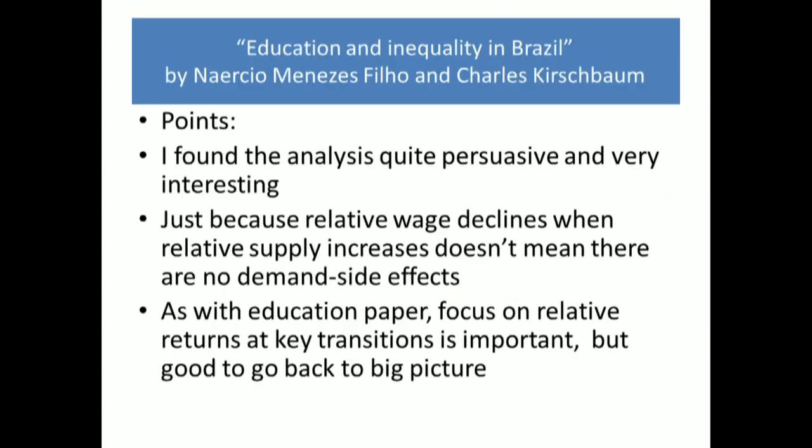Okay, so just a few points. I thought this analysis was very persuasive, very interesting, and, as Nercio presented it, a very clear story. As they know, just because the relative wage declines when the relative supply increases doesn't mean there weren't any demand side effects, so we shouldn't rule them out. They're just dominated by the supply side part of the story. And as with the education paper, I just wanted to make the point that it's good to go back from these transitions. Both of them are kind of focused on these transitions, back to the big picture. And I think to put it all together, it's what you get from the two papers, and in some ways what you get from the whole book.